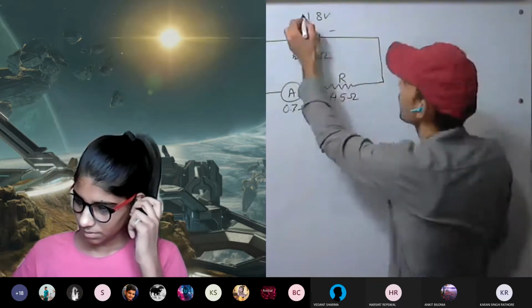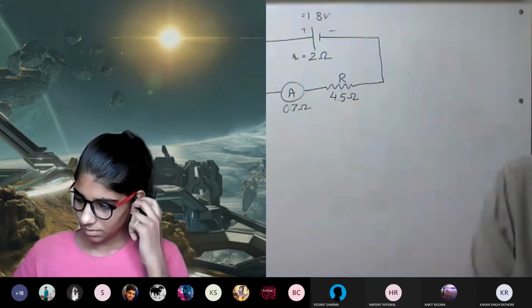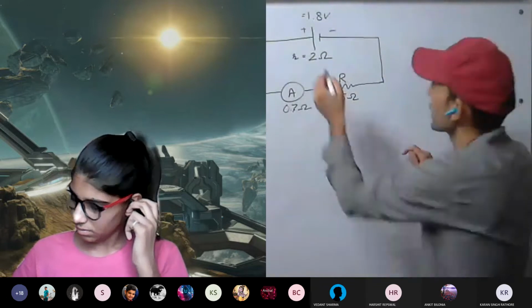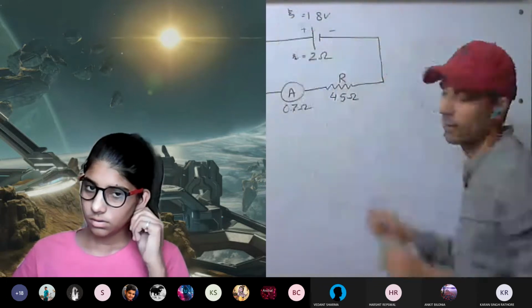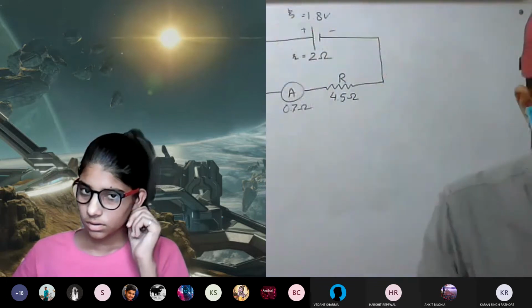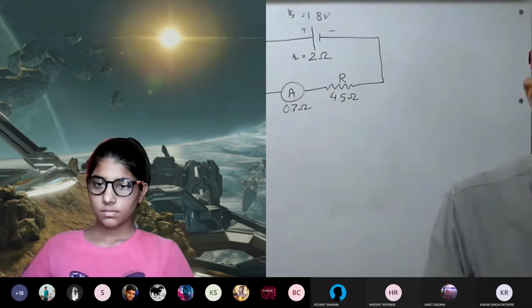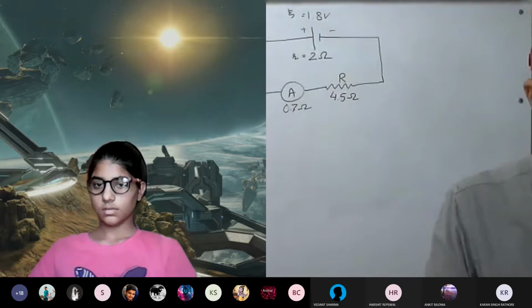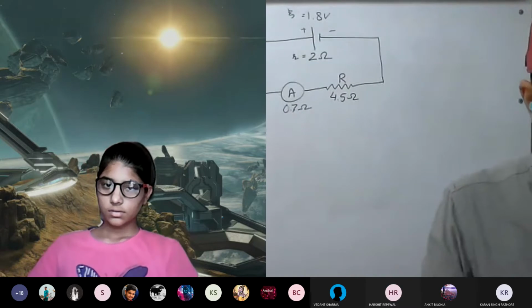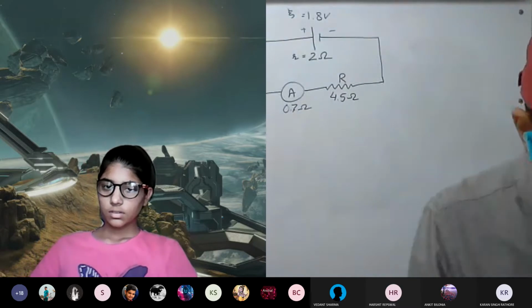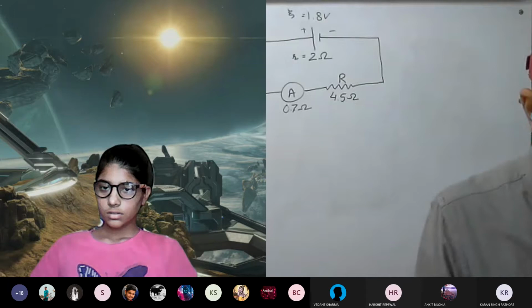And this is what? 1.8 volt. The EMF is given, so epsilon. So a cell of EMF 1.8 volt and internal resistance 2 ohm is connected in series with an ammeter of resistance 0.7 ohm and a resistor of 4.5 ohm, as shown in the figure.